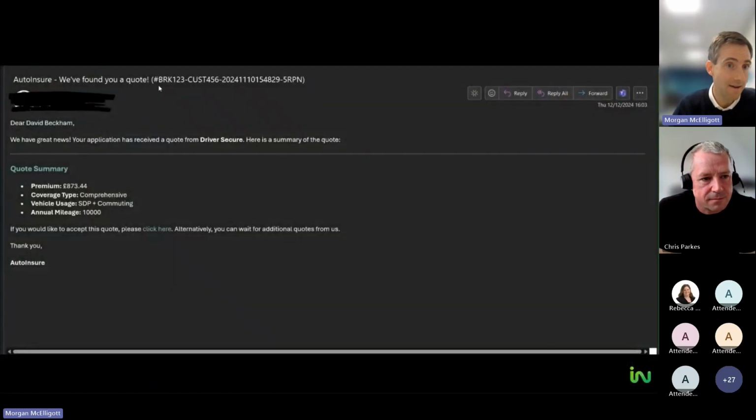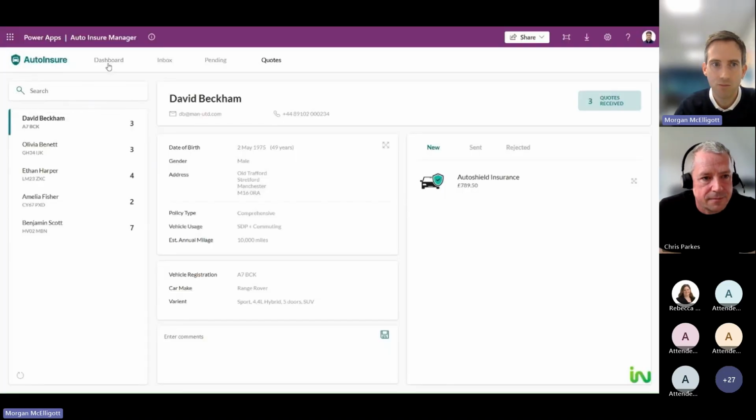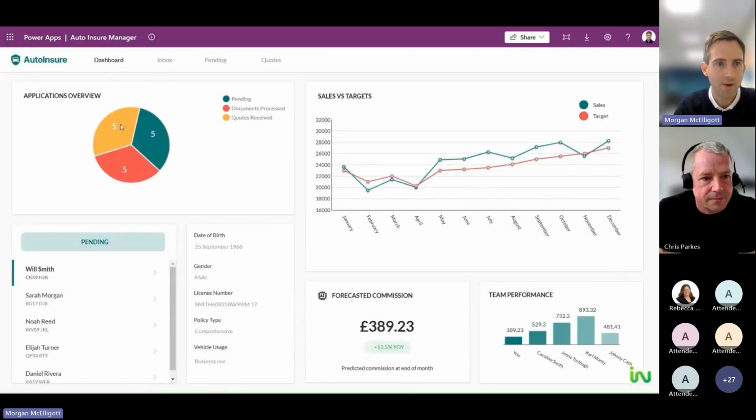And what we're seeing here is the email being received on the customer end. So, Mr. Customer, David Beckham, you have received a quote from our auto insurer company. If you're happy with this quote, all you have to do is click on the link in this email. So really slick and integrated function.